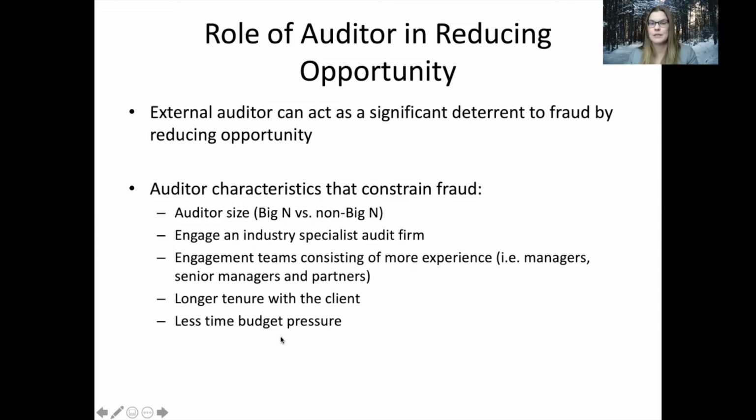And less time budget pressure. So of course, the more budget pressure there is, the worse job you're going to do identifying misstatements. And we saw a really clear example of that in the "if you need love, get a puppy" case, because the manager was kind of pressuring our main character there. I can't remember his name.